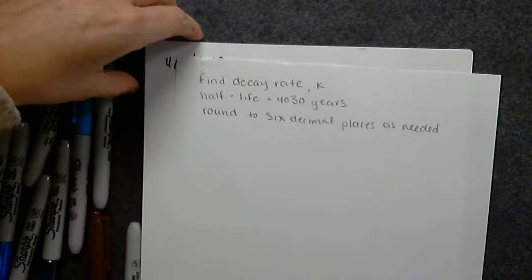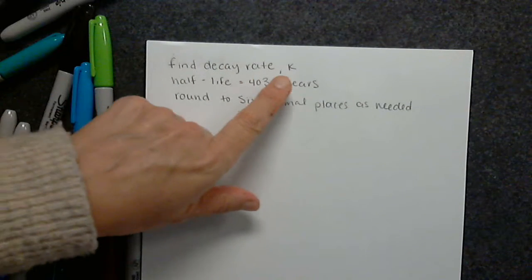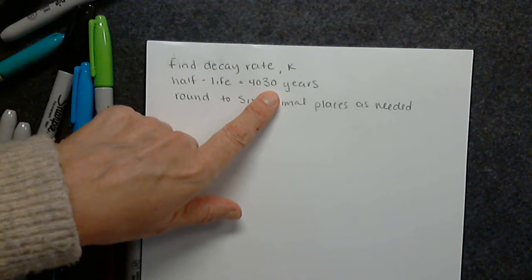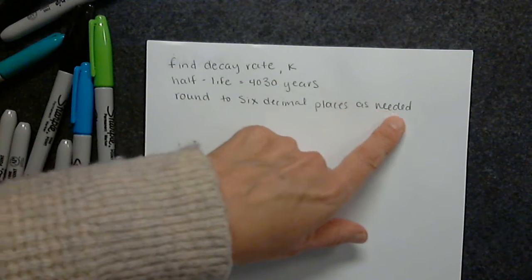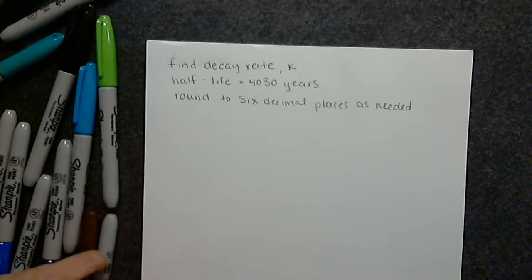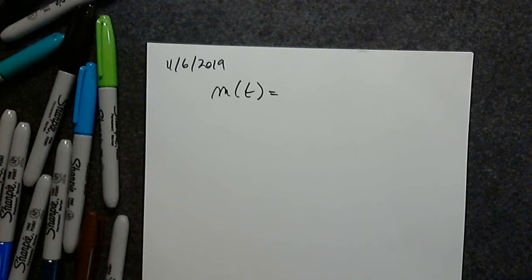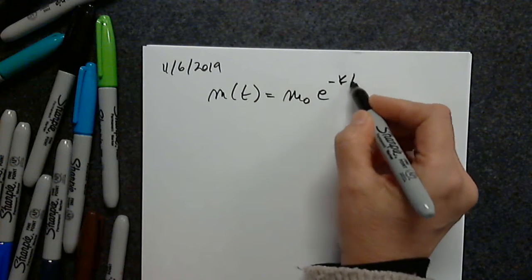So in this problem, we are talking about a radioactive substance that has a decay rate denoted by K. We are given the half-life, which is 4,030 years, and we are asked to round to 6 decimal places as needed. The decay rate model will be given to you. It may not be given in these problems in MyMathLab, but I will give you the model. So each problem will have the model attached: M0 e to negative KT.